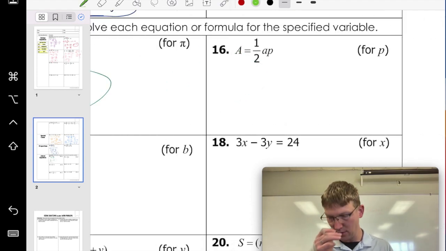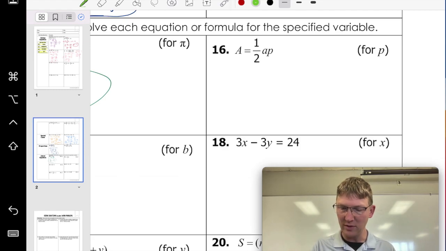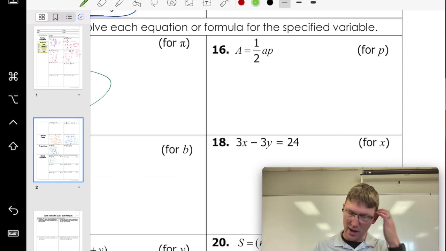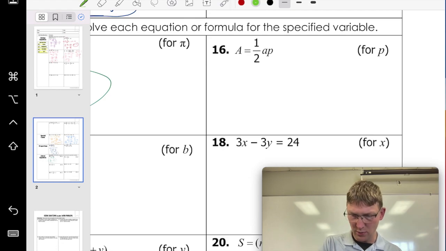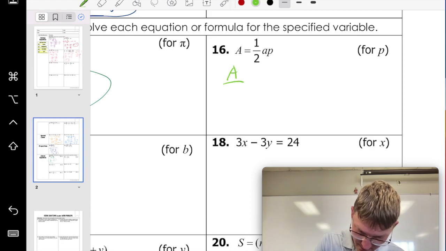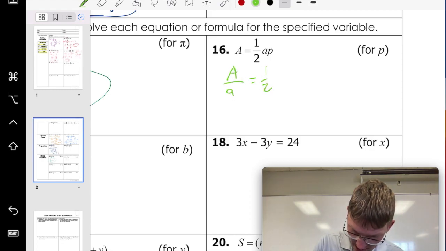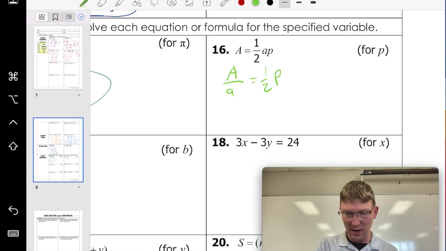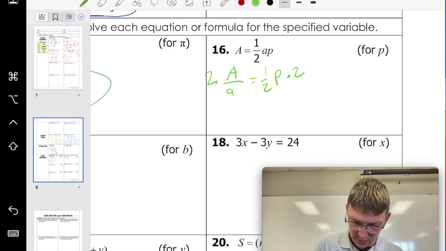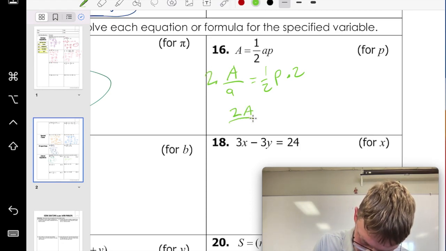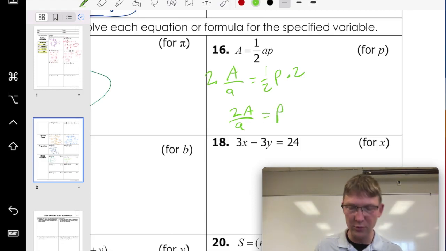Okay, number 16 is a little more interesting in my opinion. So it says solve for p. This is useful if you've got a computer program or something and you want an equation that has specific variables, but either way, so we've got p over here. We want to get this a and this 1/2 to the other side. So we're going to divide both sides by little a. Okay, so what that's going to look like is we've got capital A, lowercase a, equals 1/2 p. So then in order to get that 1/2 to the other side, we're going to multiply both sides by 2. So then our final answer is 2 capital A over little a equals p.